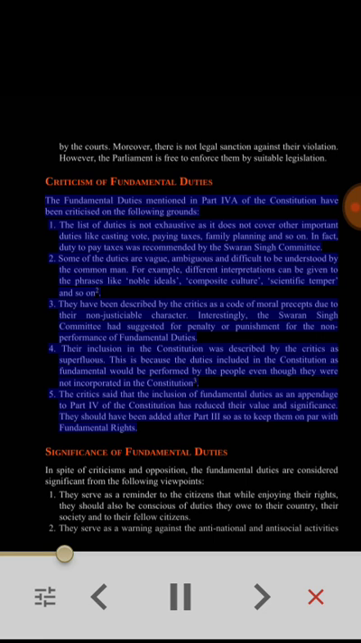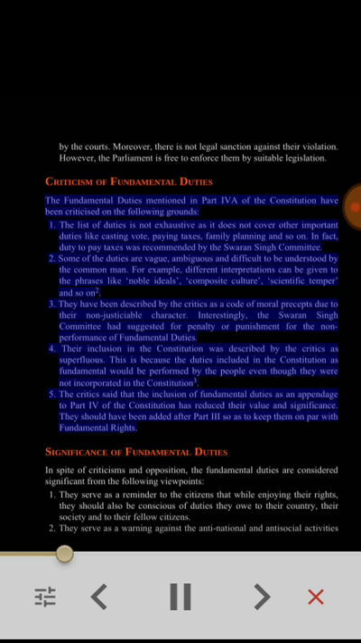2. Some of the duties are vague, ambiguous and difficult to be understood by the common man. For example, different interpretations can be given to phrases like noble ideals, composite culture, scientific temper, and so on. 2.3. They have been described by the critics as a code of moral precepts due to their non-justiciable character. Interestingly, the Swaran Singh Committee had suggested a penalty or punishment for the non-performance of fundamental duties.